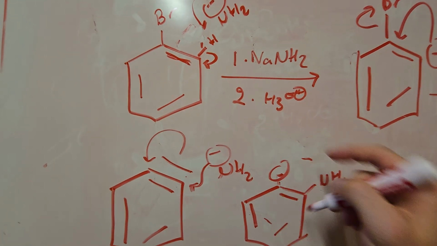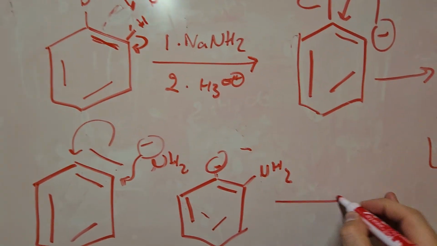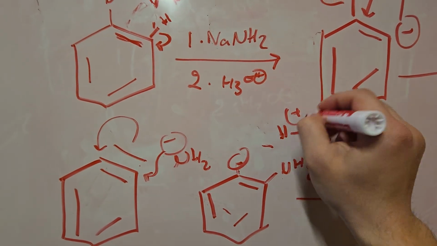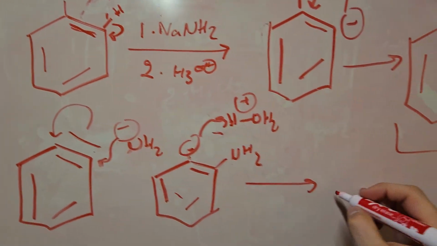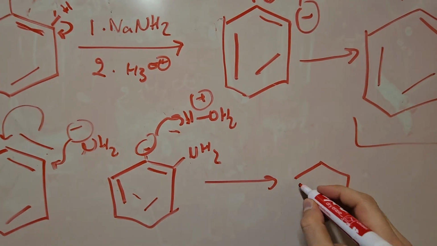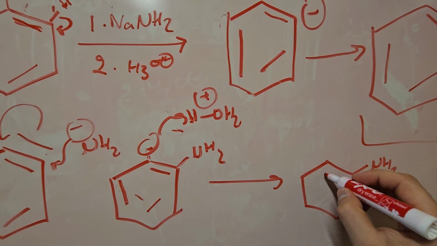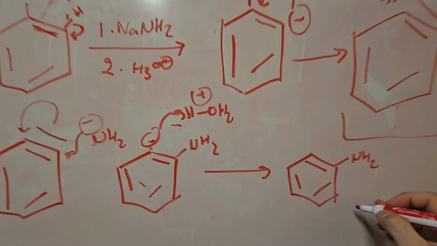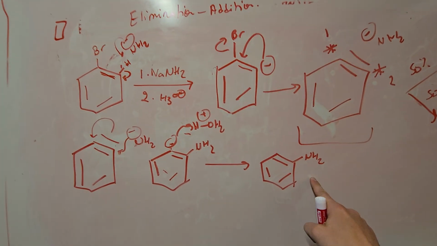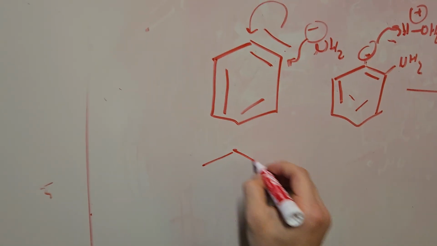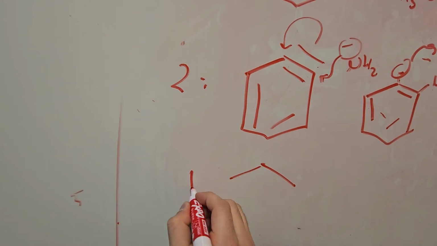Just like that. And this is where our protonation step comes in handy, because we're able to protonate the carbon just like that and form our product. If it went the other way, it would be the exact same reaction, just on the other carbon. So this is position 2, this is position 1.